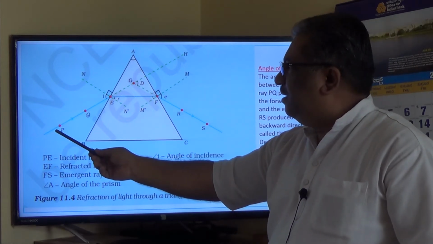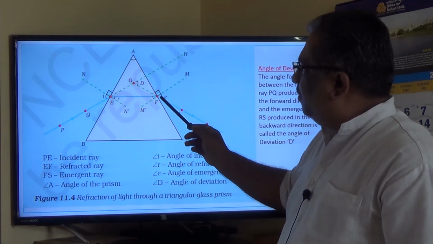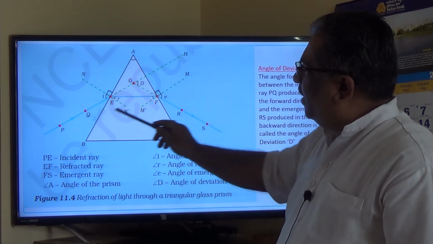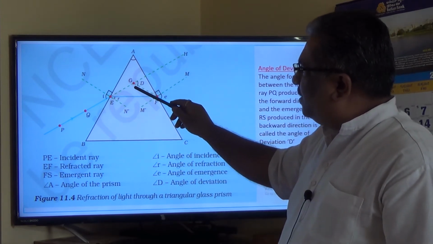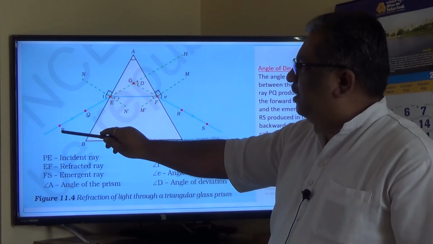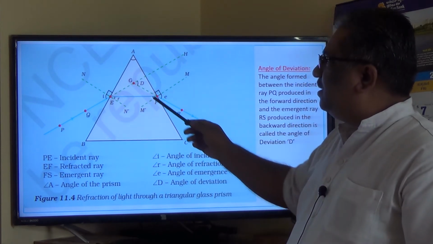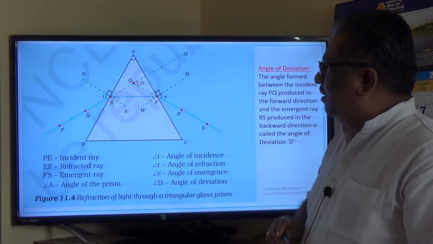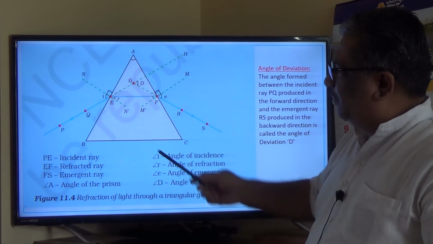That means this PQ produced and the emergent ray produced, if you produce backwards, the angle made by the incident ray produced and the emergent ray produced backwards is called the angle of deviation D. So the difference in angle between the incident ray and the emergent ray is the angle of deviation D. So, and what else? You have some terminologies over here.